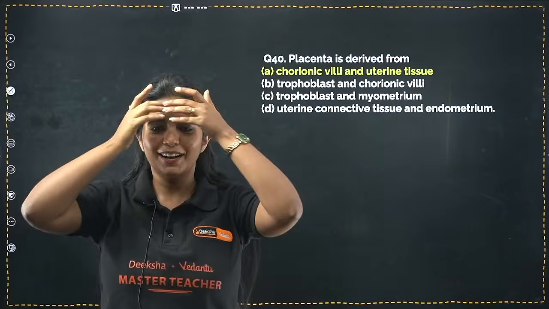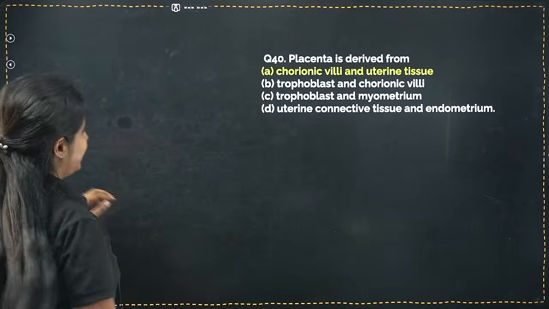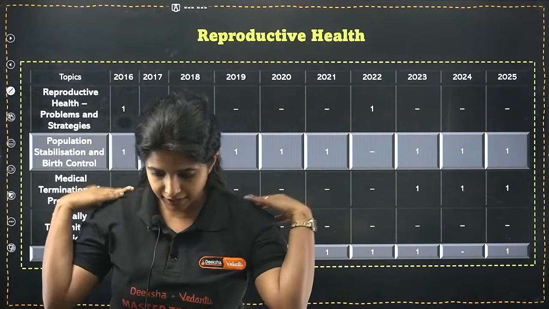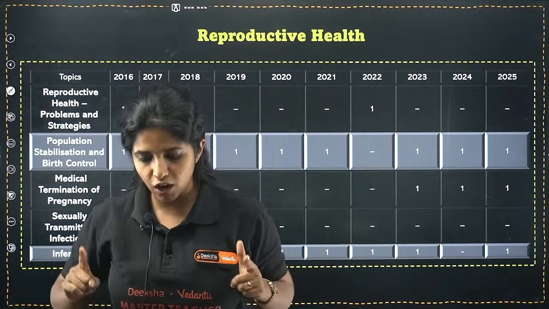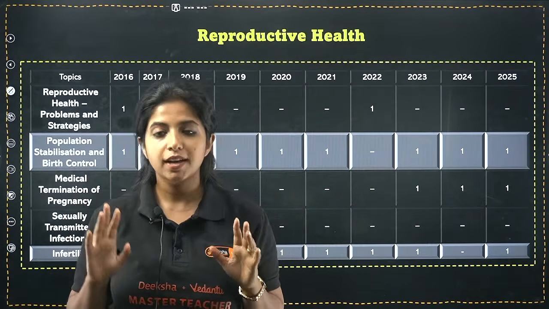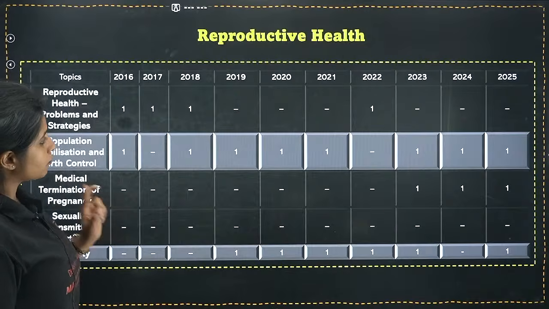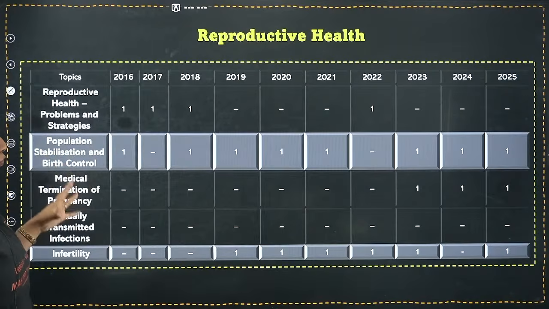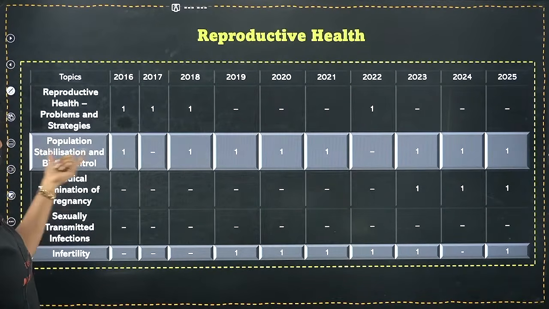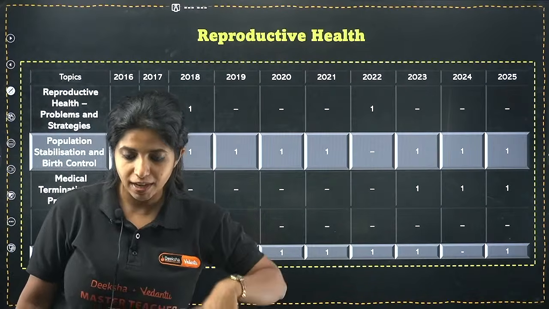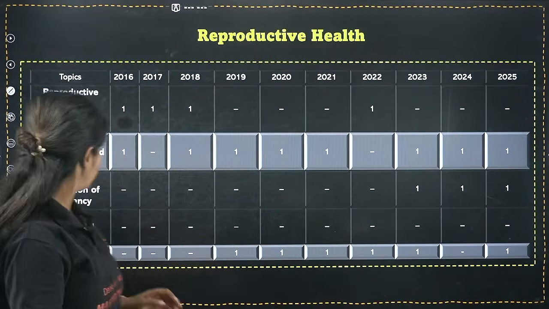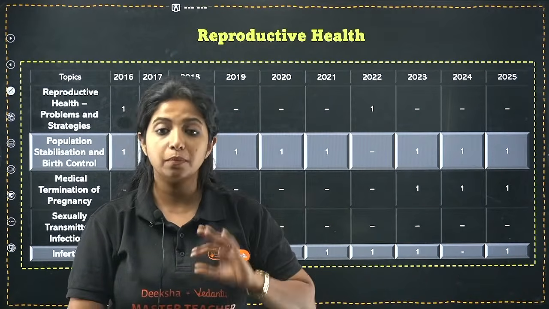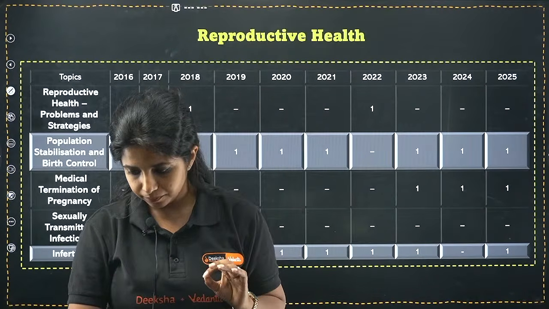So, let's go ahead with the chapter Reproductive Health. I hope everyone has tapped their back, right? If not, tap your back right now because you have covered 2 chapters and we are pro at it now. In the reproductive health chapter, we have generally seen that two topics are very, very important. One is population stabilization and birth control, that is basically the contraceptives, and the next thing is infertility. Infertility related topics are super important. Make sure you go through that really well.